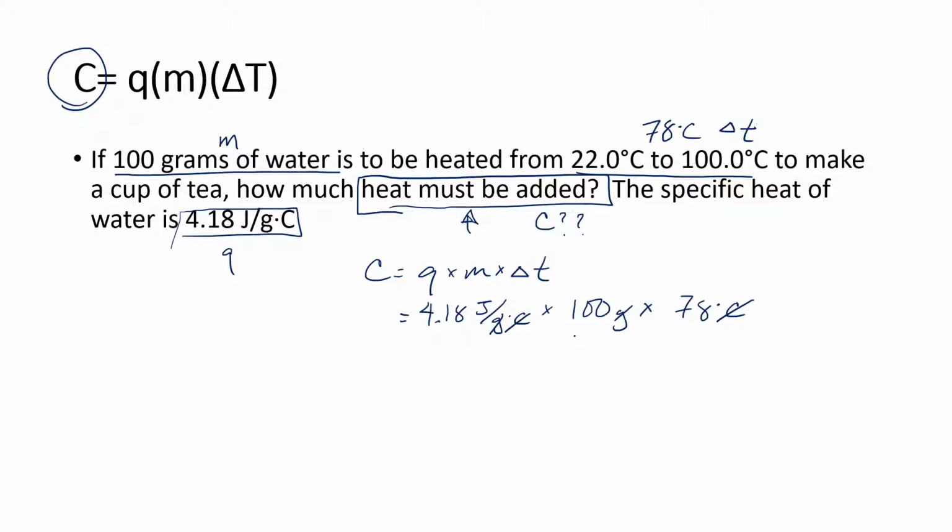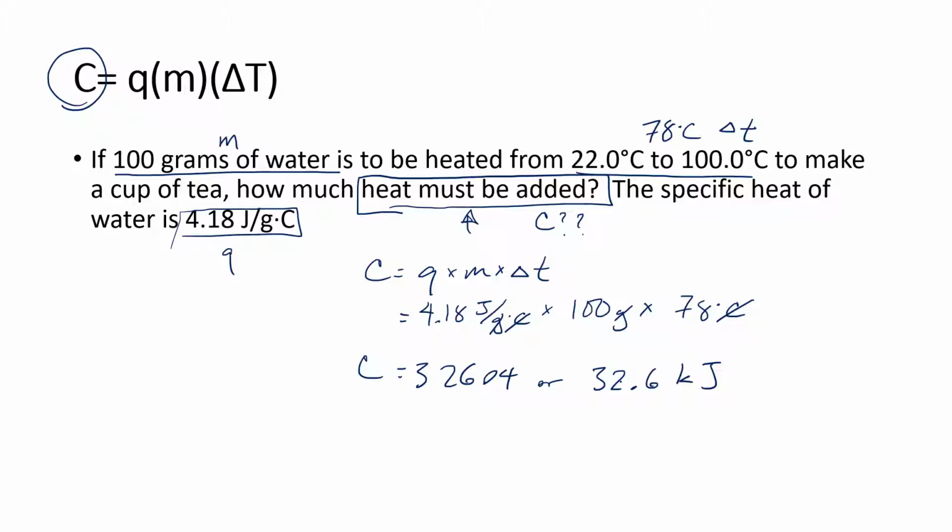So all we got to do is punch it into the calculator. It's 4.18 times 100 times 78. And I got C is equal to 32604. That's a huge number. But probably the easiest way for us to write it would be 32.6 kilojoules. How did I get kilojoules? Well, I just divided that by 1,000. Seems pretty easy to me.